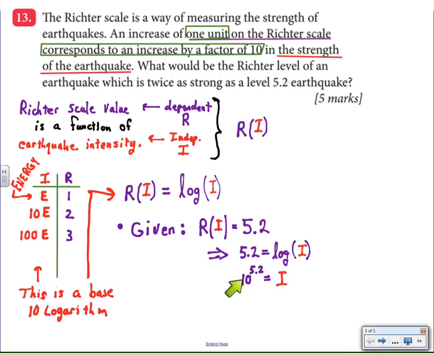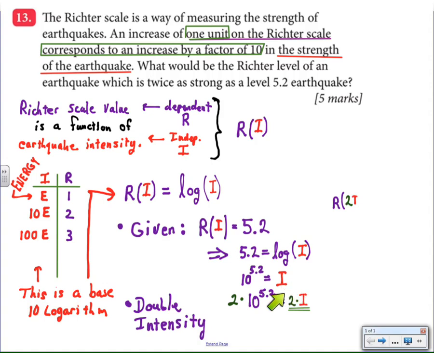So this is now the official intensity of an earthquake that measures 5.2 on the Richter scale. We will now double that intensity, and that will be 2 times the intensity, or 2 times 10 to the 5.2 power. So the value of the Richter scale at double the intensity is the value of the log of 2 times 10 to the 5.2 power, which, using our properties of logarithms, we can express as the log of 2 plus the log of 10 to the 5.2, which is 5.2, generating 5.5 on the Richter scale. This is from using a calculator to estimate.